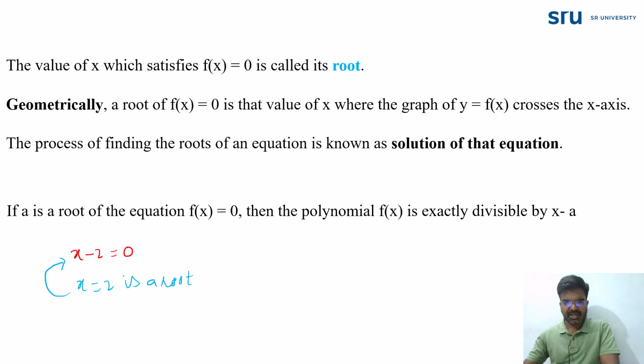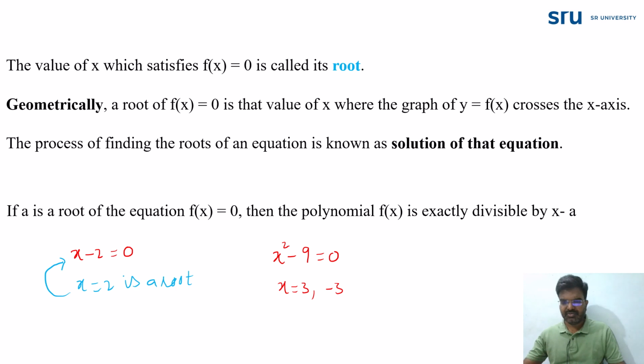I will take another example here. Suppose the equation is x square minus 9 equal to 0. So what are the roots here? x equal to 3, x equal to minus 3. 3 comma minus 3 are the roots. If you put x equal to 3 or x equal to minus 3, you will get left hand side equal to right hand side. So 3 comma minus 3 both are the roots of the equation. And we can also say x equal to 3 and minus 3 are the solutions of the equation. You can say roots or the solutions of the equation.